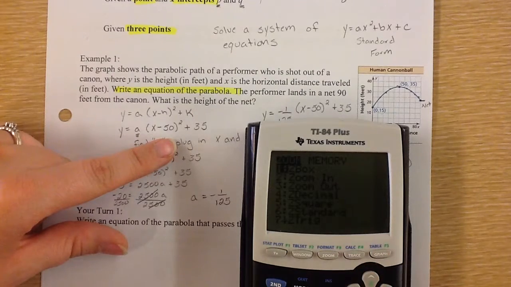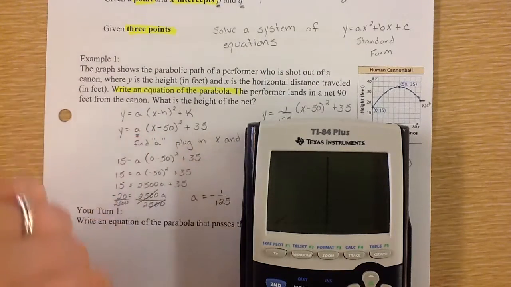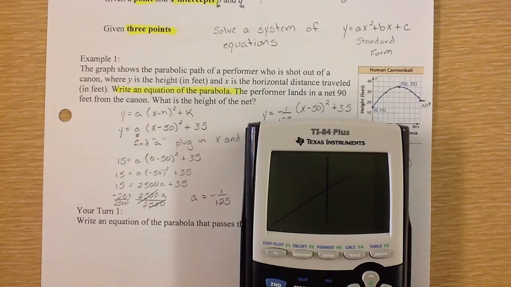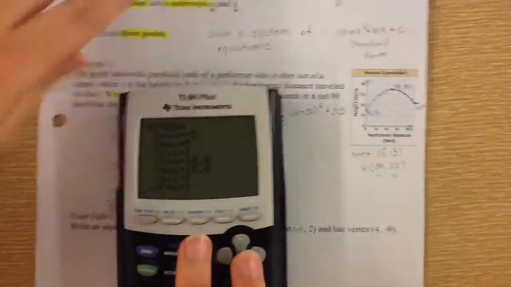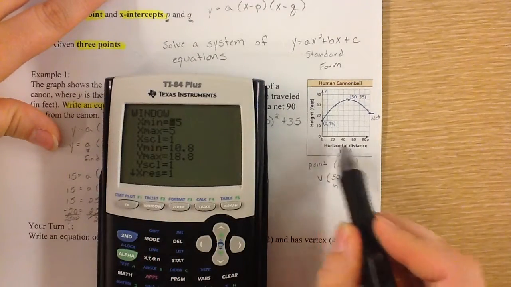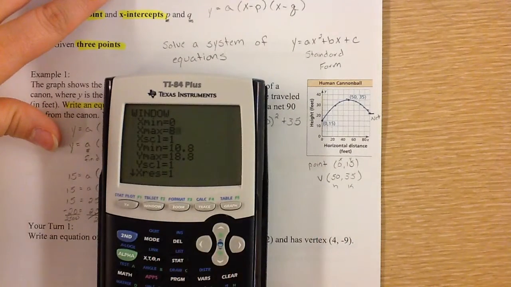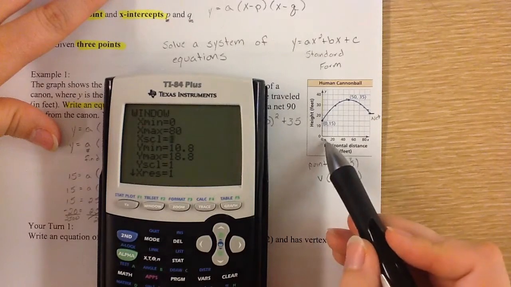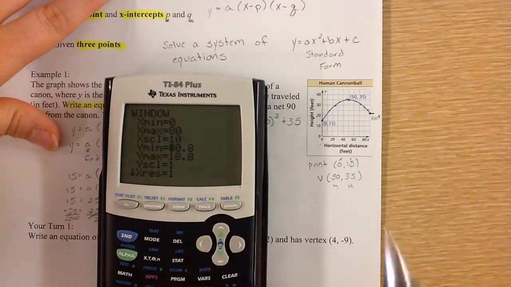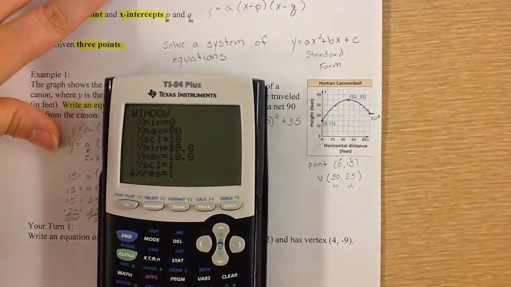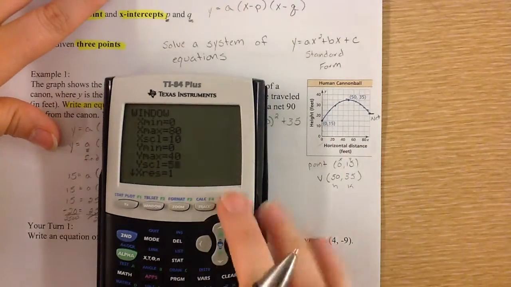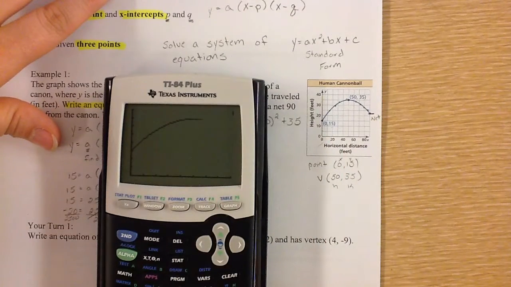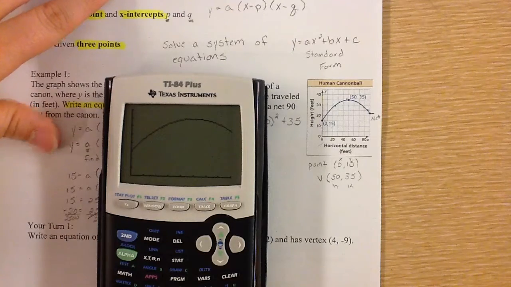I think I'm going to have to change my window. So let's zoom, fit, and see what it gives me. Here we go. Oh, that doesn't work. My zoom fit didn't work, so let's change my zoom. My x's, they have going from 0 to 80, so we'll go from 0 to 80, counting by tens. And my y's, we're going from 0 to 40, counting by 5s. And there we go. My graph matches their graph.